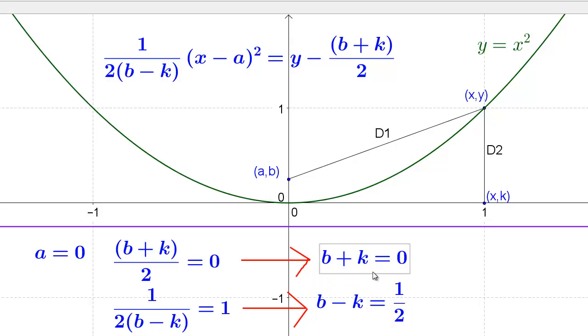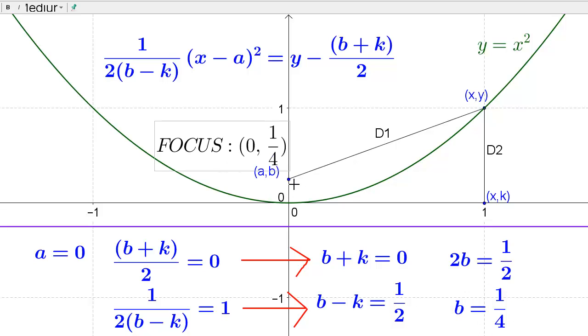If we add both equations to each other to solve for b, we're going to get that 2b, b plus b, the k's cancel out, equals 1/2. So 2b equals 1/2, and b equals 1/4. So we have the coordinates of our focus. Since we know a and b now, we know the focus is at the point (a, b), or in this case, (0, 1/4). The focus is at the point (0, 1/4).